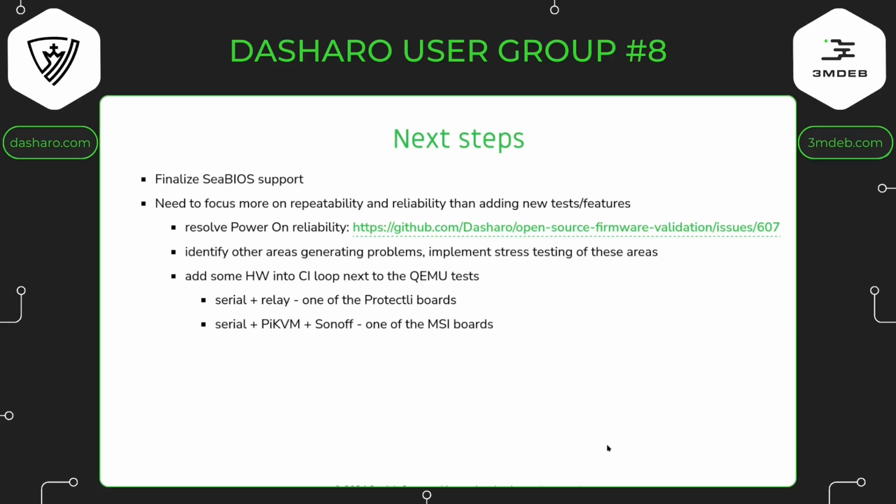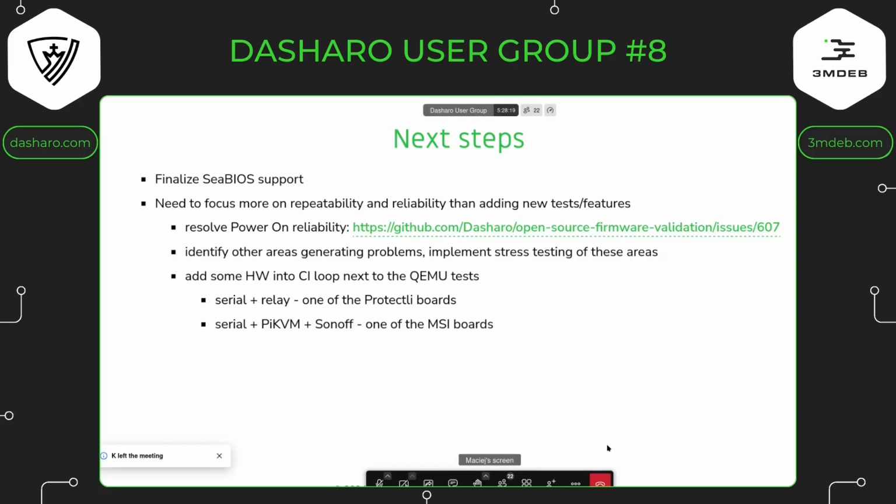And I think that our main focus should be now on repeatability and reliability of the tests that we have right now rather than adding new tests or new features, to basically reduce the number of iterations, because right now we typically need to run a few of them during each regression cycle. There are many kinds of problems, for instance, related to power on activities. The device power control is not as reliable as it should be. We need to identify other areas like that that generate the most problems during regression cycles, and stress them and make sure those can work as expected and reliably.